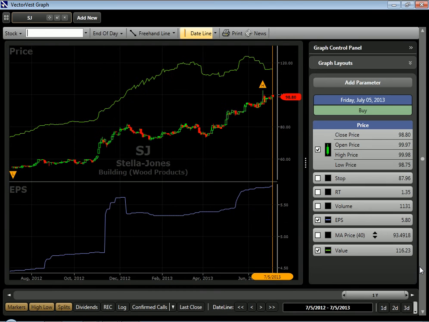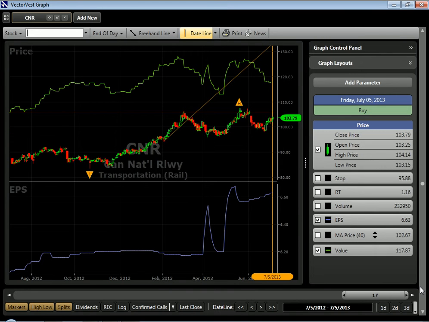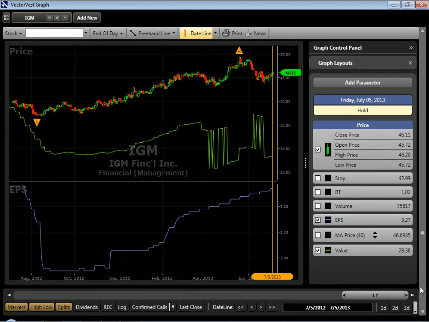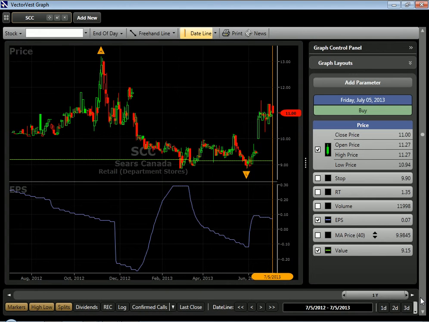All right, so this is the VectorVest simple methodology. Do I have nice smooth price action supported by rising earnings? And when the earnings trend breaks down in particular, that's another reason to be cautious. So let's scroll back up to our first graph.